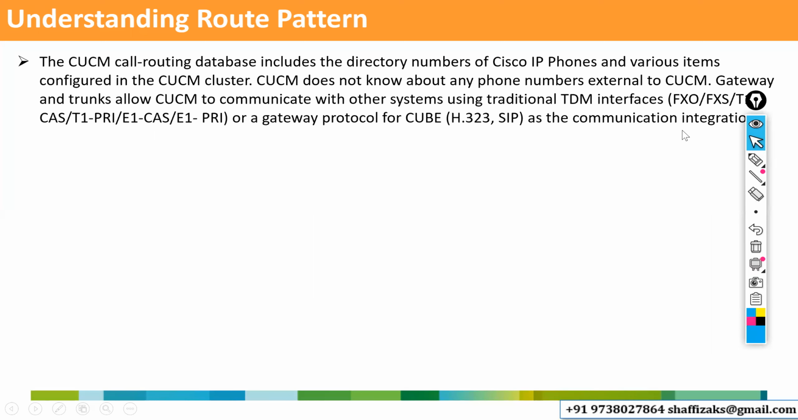Wherever you dial any external number, now the gateway doesn't know the external numbers. Okay. Now always what happens is the call has to be forwarded to the gateway. Now how can it forward the call from the call manager to the gateway? By using route pattern. That's very simple.